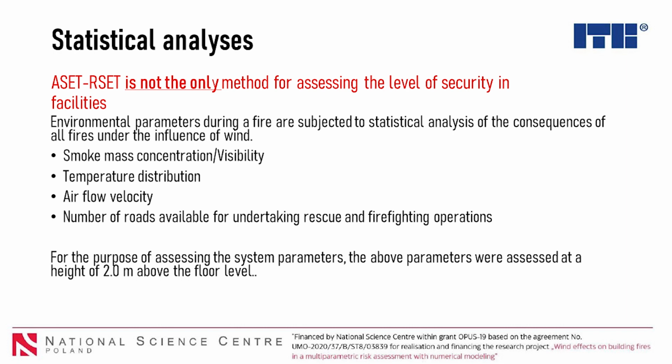And what we would like to present is what was done in that project. These are the statistical analyses. So ASET and RSET are not the only methods to analyze the safety of the system. What we proposed is to combine four variables: smoke concentration, so the visibility, temperature, flow velocity in the cross section of the car park, and the number of the roads available for fire brigades. If we take these four variables and compare them, we should receive an answer how the system works and what is the risk of whether the system is working properly or not.